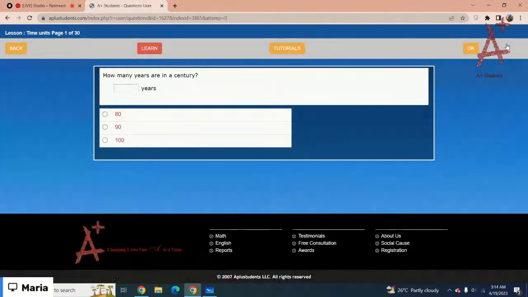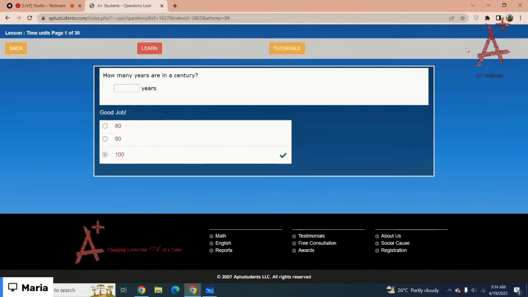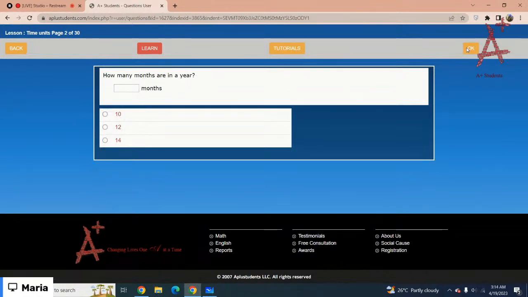test questions. How many years are in a century? Which is the correct option? 80, 90, 100. It would be 100 years. Got it? In a century we have 100 years. Okay, how many months in a year? Which is the correct option? That would be 12.